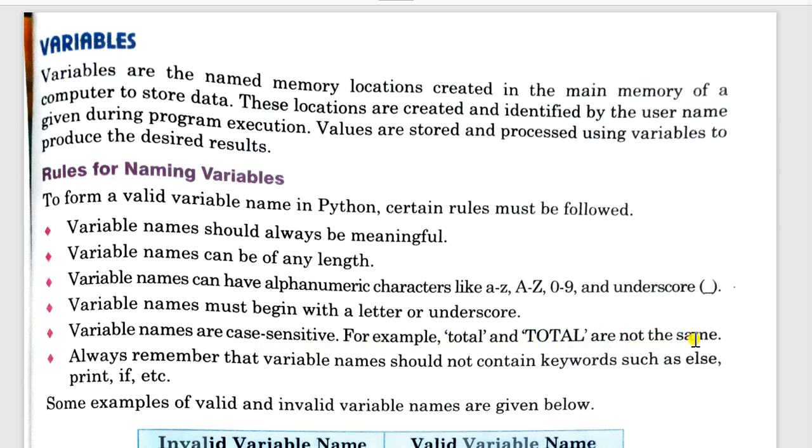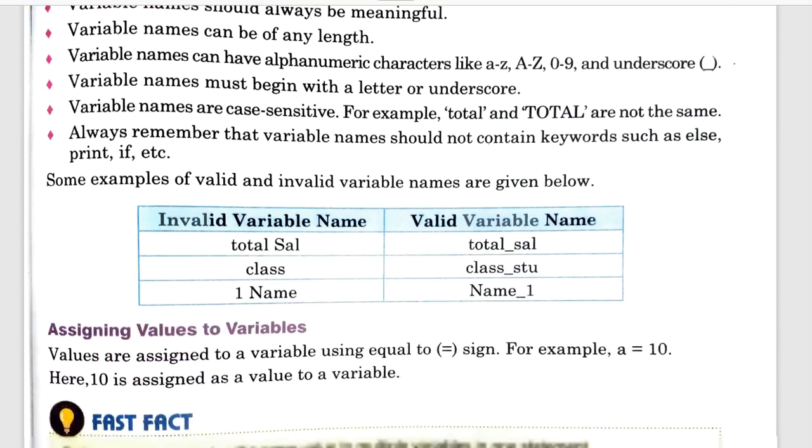So in computer programs, if you write the same name with capital and small letters, they are referred to as different variable names. Always remember that variable names should not contain keywords such as else, print, if, etc., because they are used in Python programs for some other purposes. Some examples of variable names are as follows. Let us see some valid and invalid variable names.